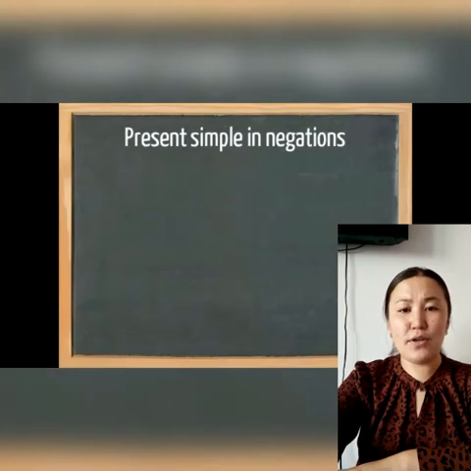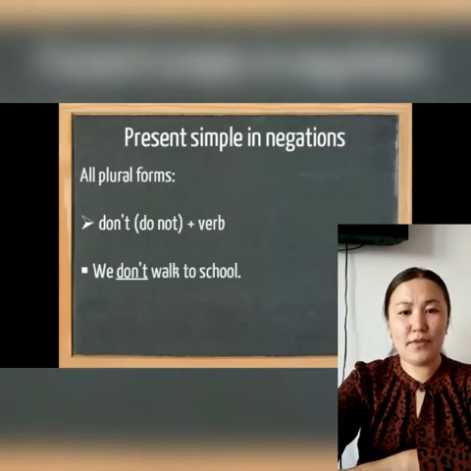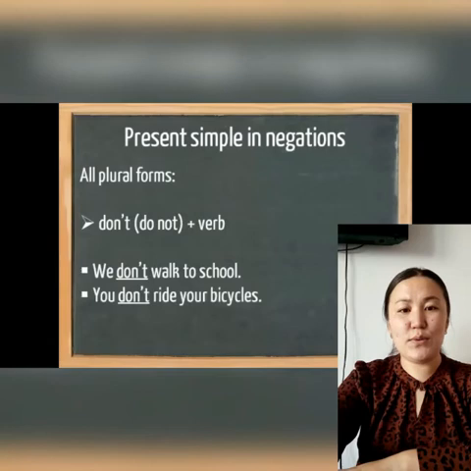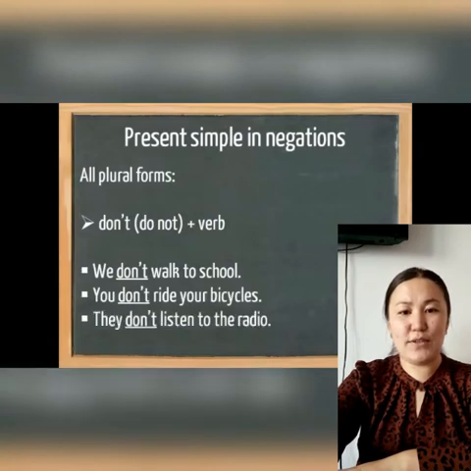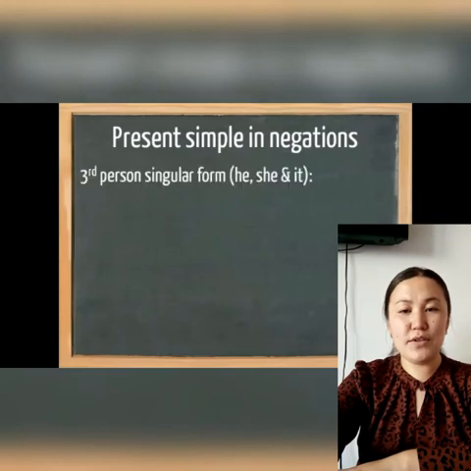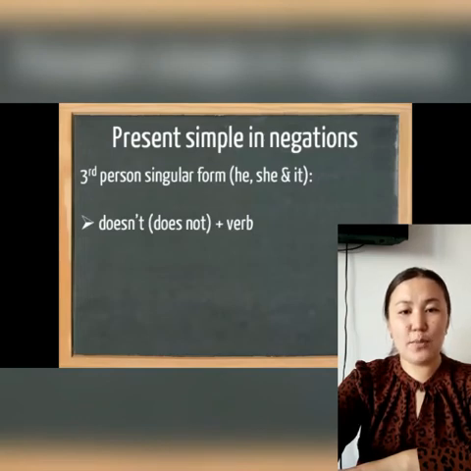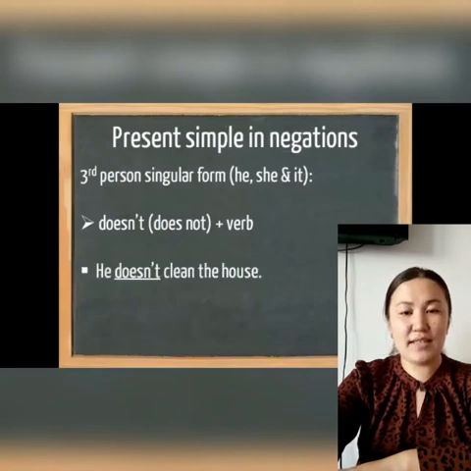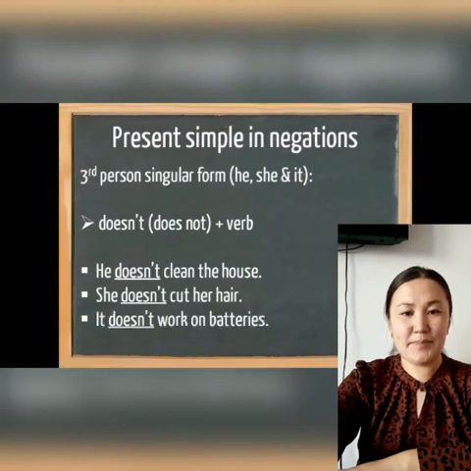For all plural forms, we do the same. They don't walk to school, you don't ride your bicycle, they don't listen to the radio. For the third person singular form again, we use does and we add not to it, so it becomes doesn't, and the infinitive form of the verb. He doesn't clean the house, she doesn't cut her hair, it doesn't work on batteries.